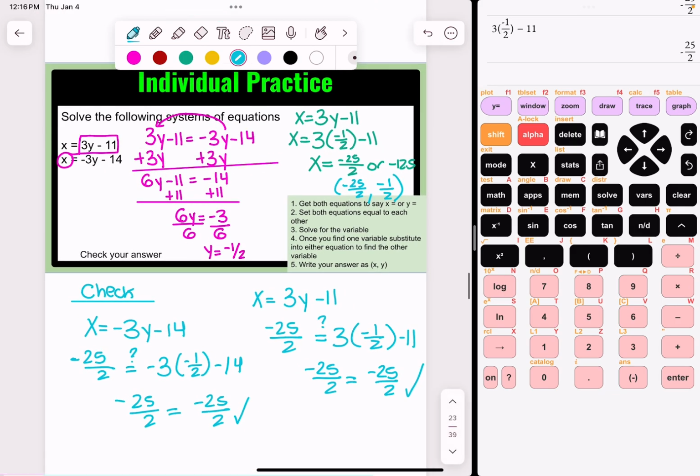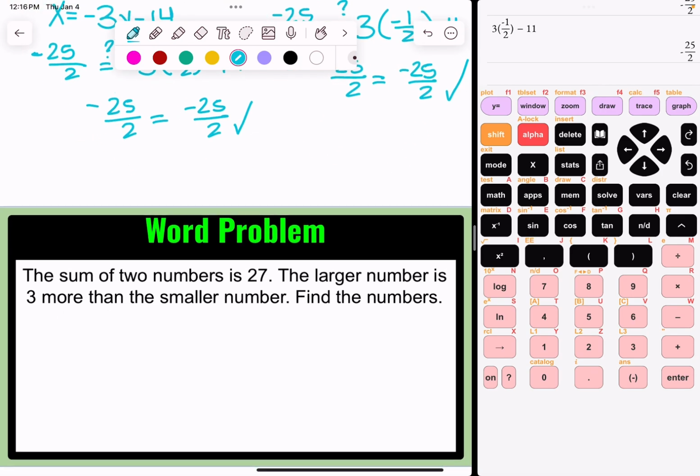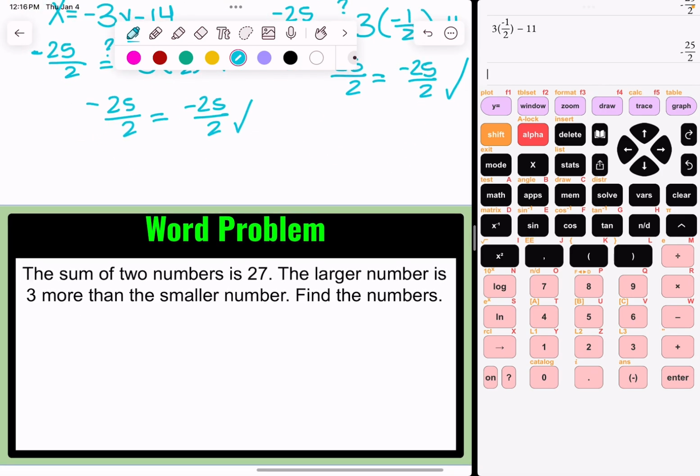Now let's look at this word problem. This word problem says, the sum of two numbers is 27. So I'm going to have x as my first number and y is my second number. First number being the smaller one, second one being the bigger one. All right, the sum means to add. So I have x plus y equals 27. And then it says the larger number, my larger number is y, is means equal, 3 more than means to add, the smaller number is x.